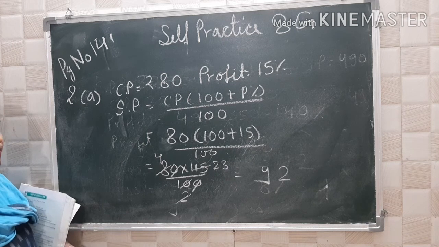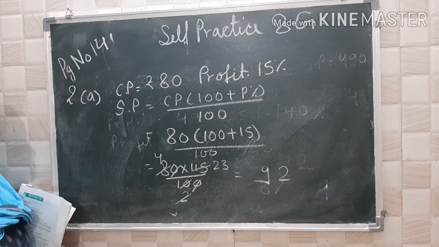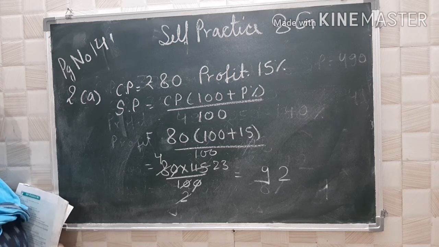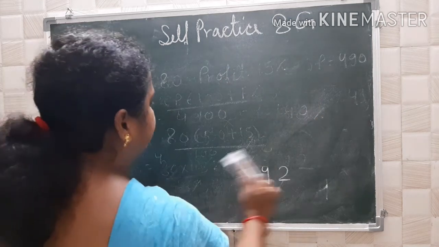This formula I have told you. SP is equal to CP into (100 plus profit percent) upon 100. So your 100 plus profit percent will become 115. 80 into 115 upon 100. 0 0 cancel out. 5 2s are 10, so 23 into 4, it will be equal to 92. So what will be the SP here? 92. Now see the B part of it.